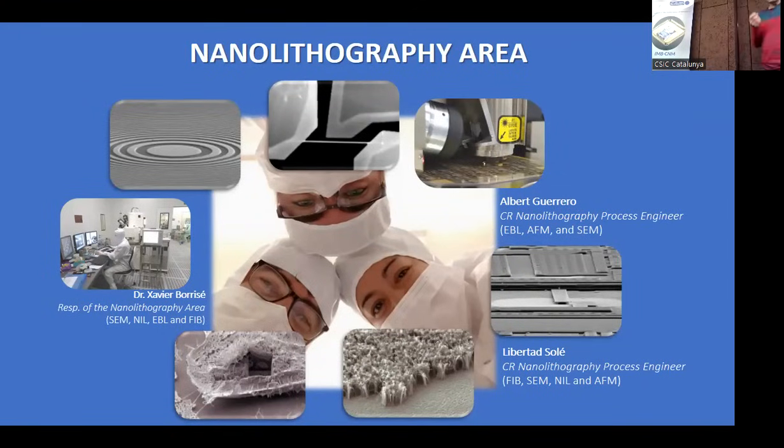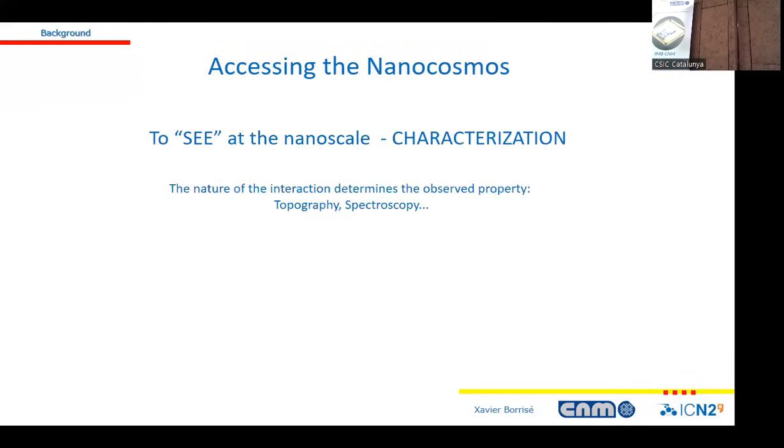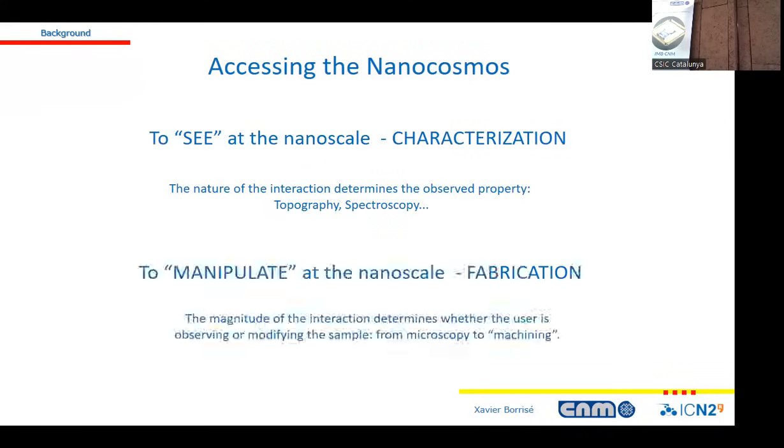Okay, this way. So I'll remind you that nanolithography area means that we want to access to see things and to manipulate things at the nanoscale. Okay, so we want to see at the nanoscale, so for characterization, and we want to also manipulate at the nanoscale for fabrication. Okay, and for that, I will give you a very brief background, so we all talk the same language, and then we will review what we have and what we can do.